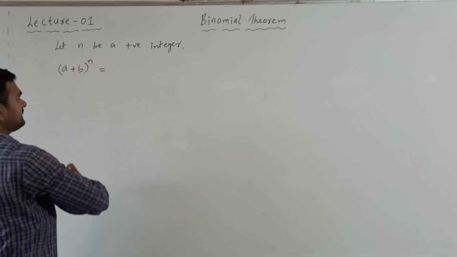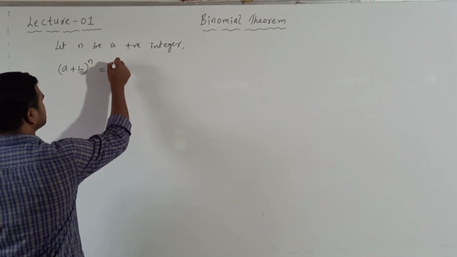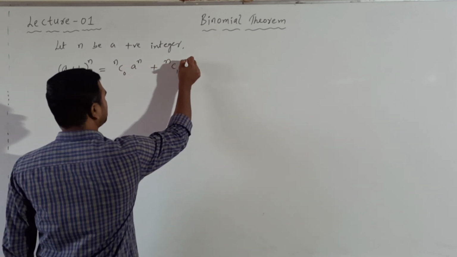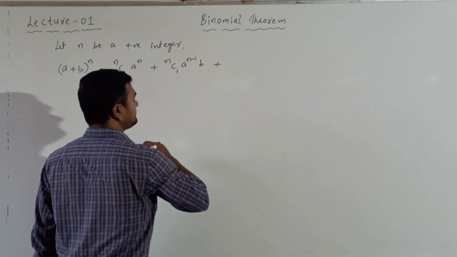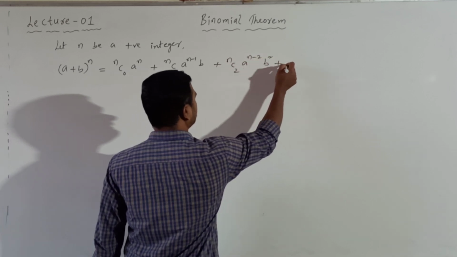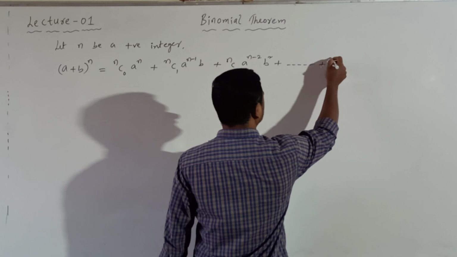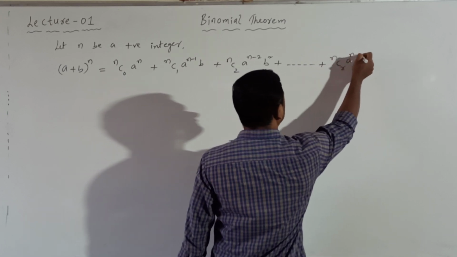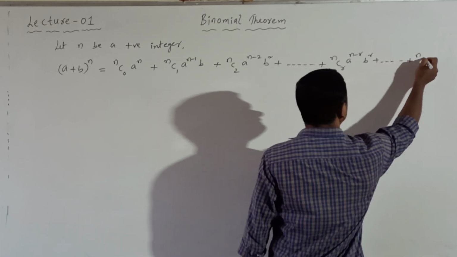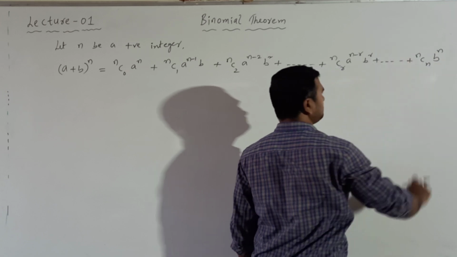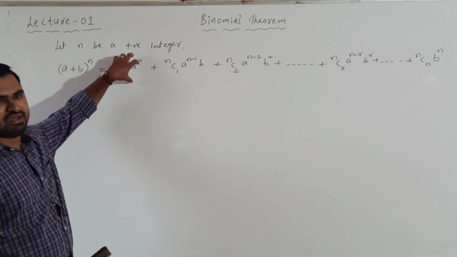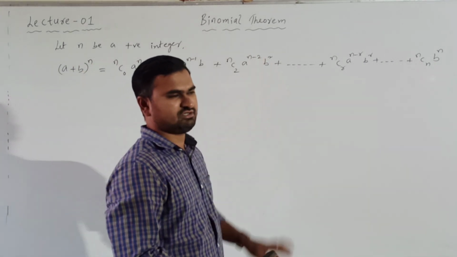So a plus b whole power n, according to binomial theorem, can be written as nc0 a power n plus nc1 a power n minus 1 into b plus nc2 a power n minus 2 into b square and so on. In general, we can write ncr a power n minus r into b power r and so on. The last term will be ncn into b power n. This is the binomial expansion of a plus b whole power n. Okay. So you have to remember this expansion formula.